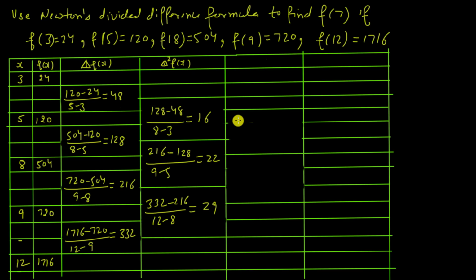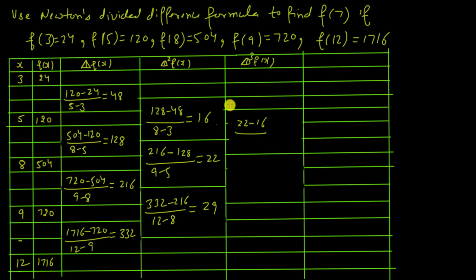Now I will write 22 minus 16 divided by, start from 3. It is a third order, so I am going to write it as third order divided difference. Fine.